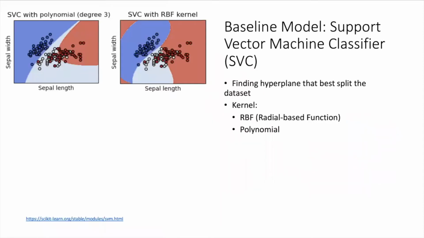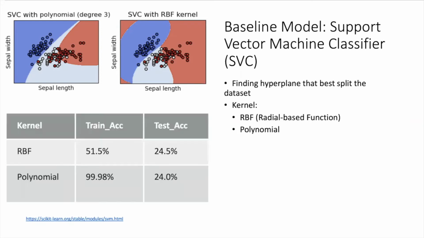model. Our team utilized a support vector machine classifier as the baseline model. We trained two of the most common kernels, which are RBF and polynomial, using the same dataset. Eventually, we got the highest test accuracy of 24.5%.